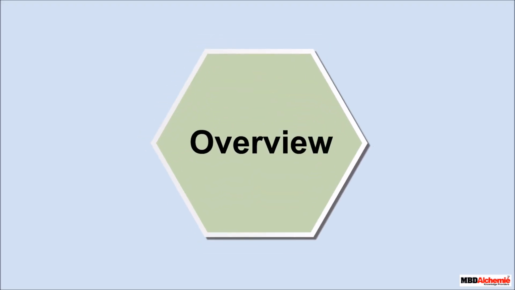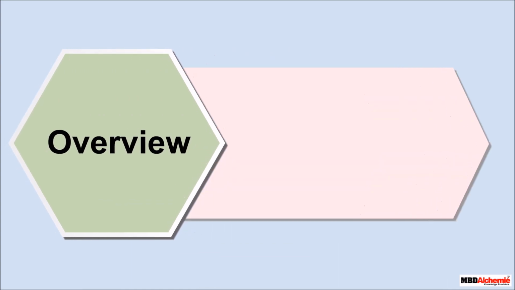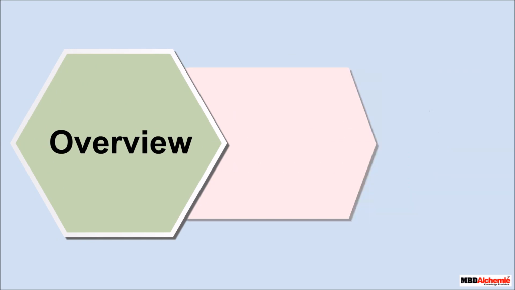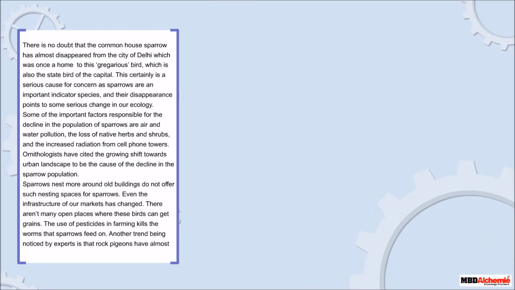Now that we have skimmed through the passage, we get an overview that this passage expresses the author's concern about the declining sparrow population in the city of Delhi. It also tells us the causes of the bird's disappearance. Let us now look at the questions based on the passage.